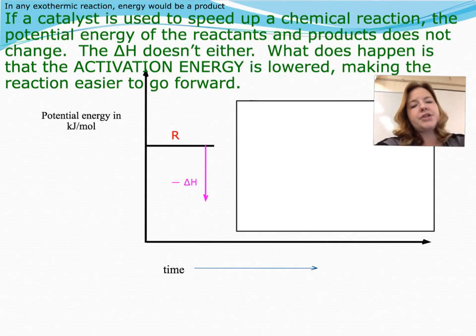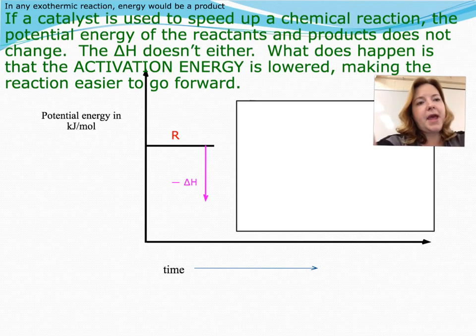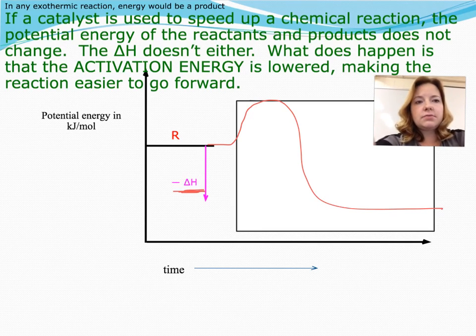So chemical reactions require energy in order to make them happen. That's called our activation energy right here. The activation energy doesn't affect our delta H. Okay, it just is how much energy is needed in order for the reaction to go on.